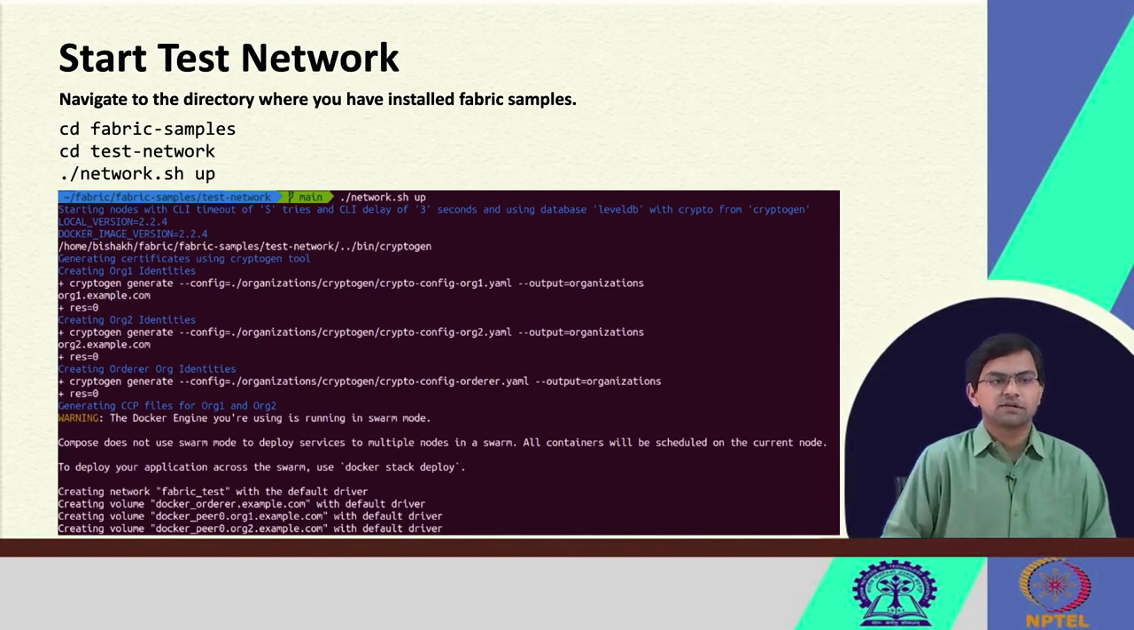If you go to the test-network directory, you will find an executable called network.sh. You can use this network.sh script to start a Fabric test network, stop it, and it also provides different commands using which you can create channels in a Fabric network, deploy chain codes, and undeploy them, etc.